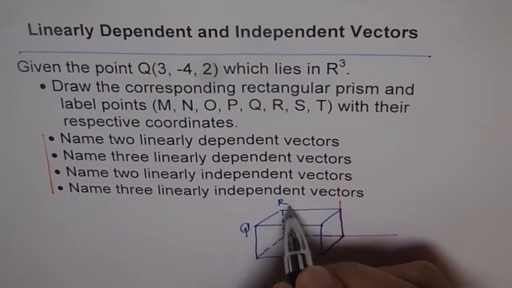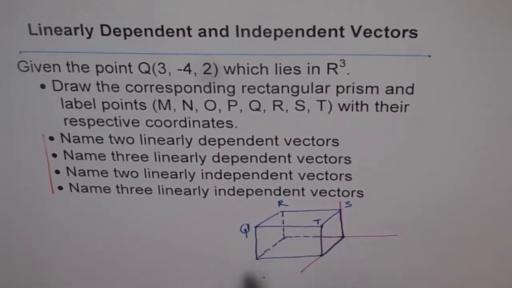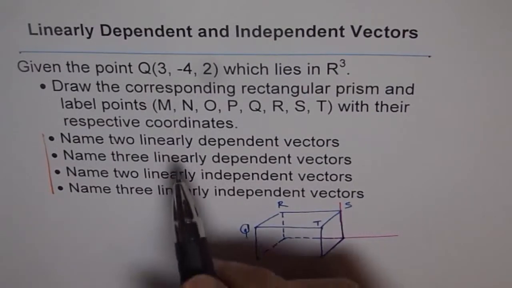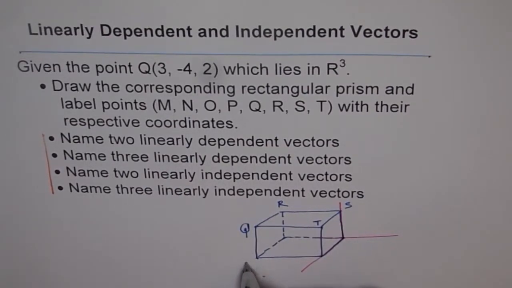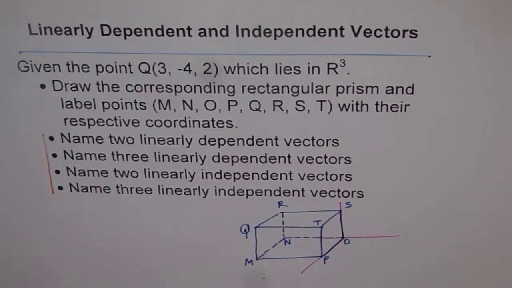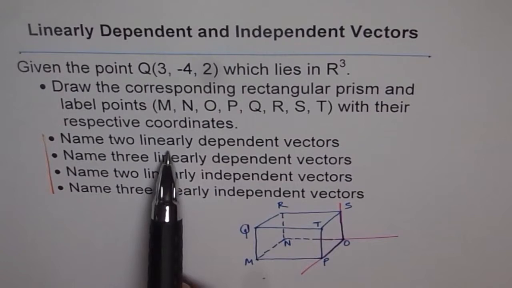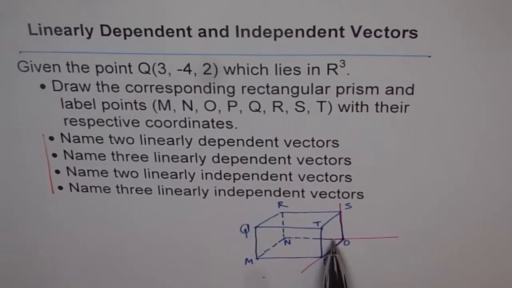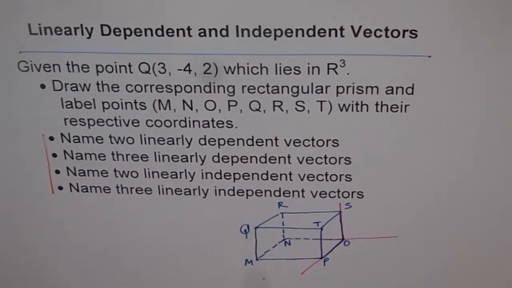So Q, R, S, T. And let me call this M, N, O, P. So that becomes our rectangular prism. Now the question here is, name two linearly dependent vectors. My suggestion is, make it to scale, choose a scale of 1 centimeter for 1 unit, and do a neat job. Then answer the questions.